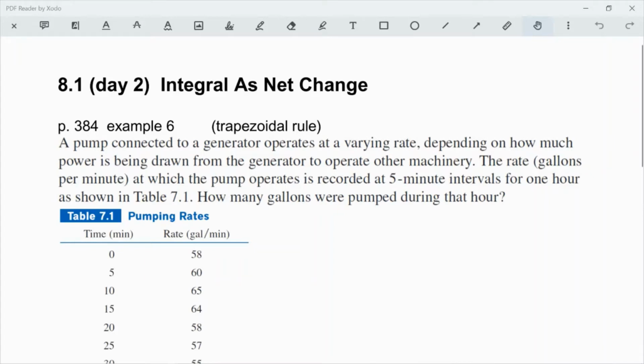This is AP Calculus AB, and in this video, I'm going to talk about section 8.1 again, integral as net change. And this is really just a little bit of an extension of what I covered in the last video. So in the last video, we started talking about the idea that if we integrate a rate function, we get the net change in whatever that rate is measuring.